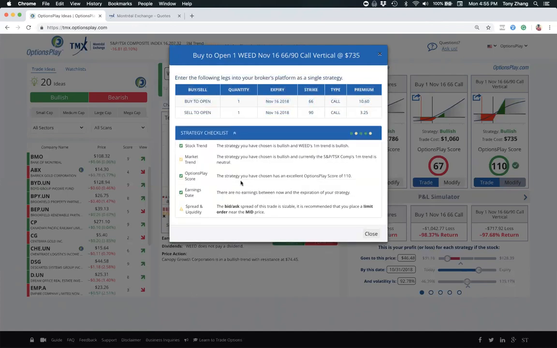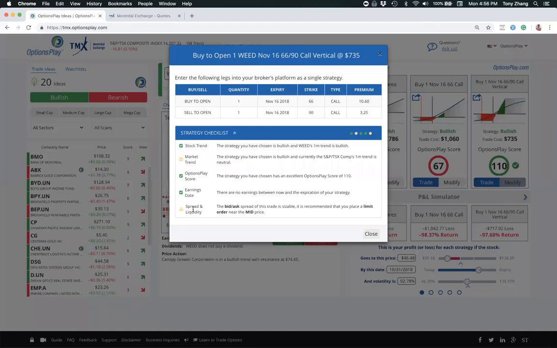But more importantly, we also have what's called a strategy checklist. This is designed so that you understand your risks with everything that you're trading. We check to see if you're trading with the trend of the stock, the trend of the market, how good the options play score is. We even check the earnings date. Something that we see a lot of beginners tending to overlook when they're trading is making sure that you understand if there's earnings between now and expiration, because that heavily affects options pricing.